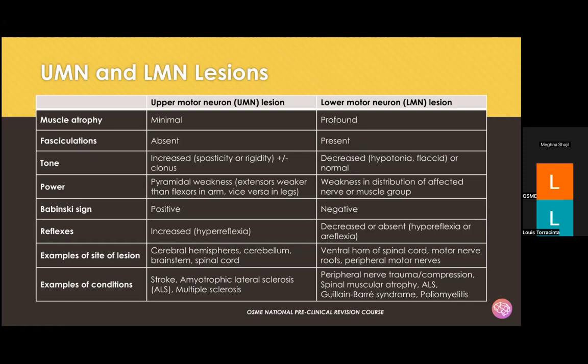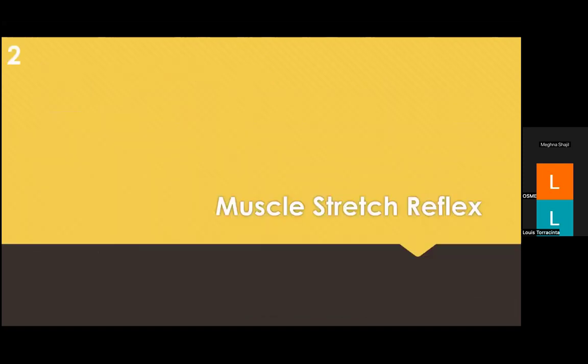So weakness is really in the affected nerve, in that distribution of the affected lower motor neuron nerve. And with things like Babinski's, you'll have a negative Babinski sign, you'll have decreased reflexes. So upper, everything goes up, lower, everything goes down, and that's a good way of remembering it. And classic pathology, so Guillain-Barré, spinal muscular atrophy, ALS, diabetic neuropathy, things like that.